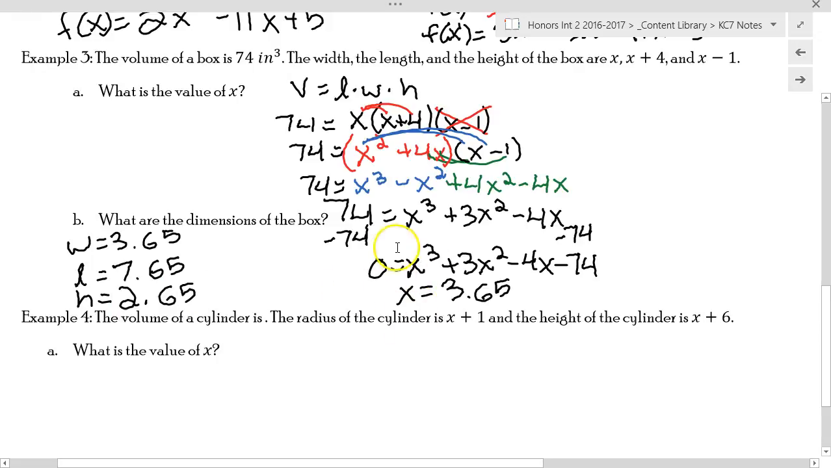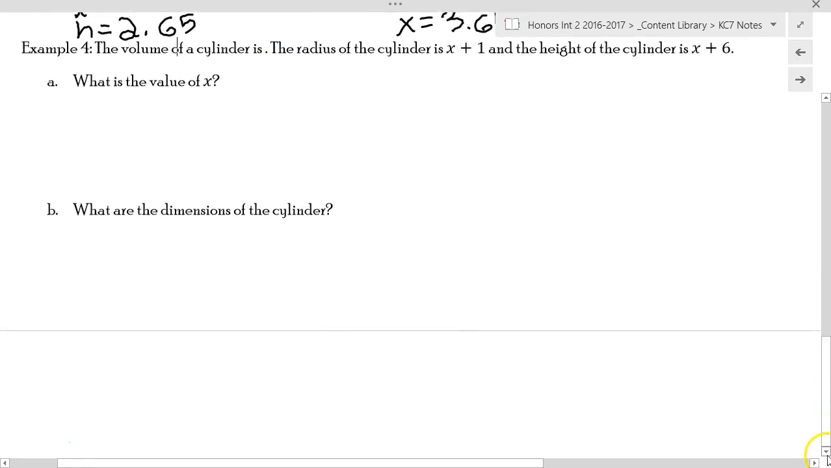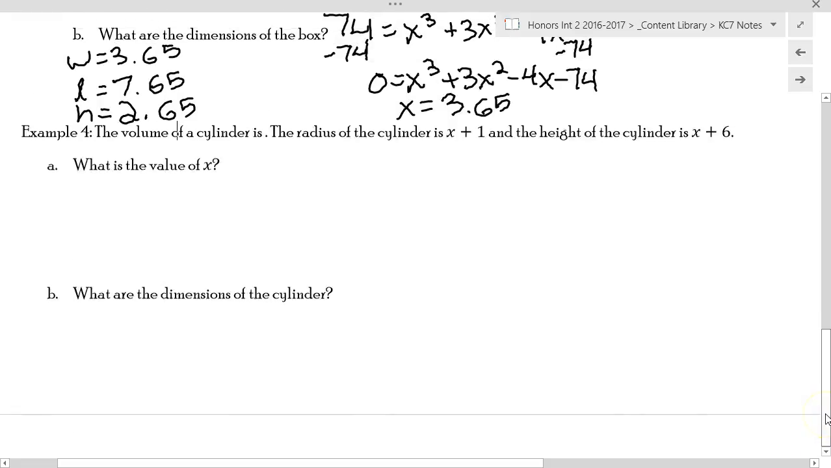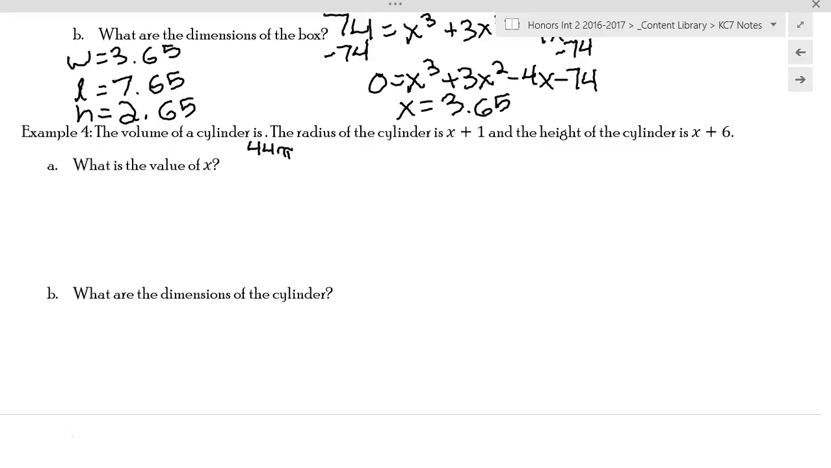Alright, let's look at our last example, example 4. The volume of a cylinder is, I forgot to put the actual volume here. It should be 44 pi. Okay, so the volume of a cylinder is 44 pi. The radius of the cylinder is x plus 1, and the height of the cylinder is x plus 6. So again, we have to remember what our volume formula is. For a cylinder, volume equals pi r squared times height.